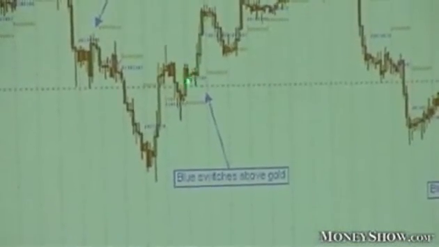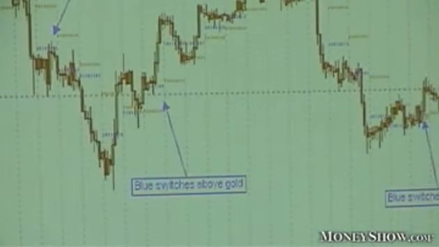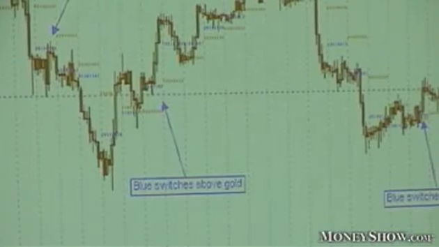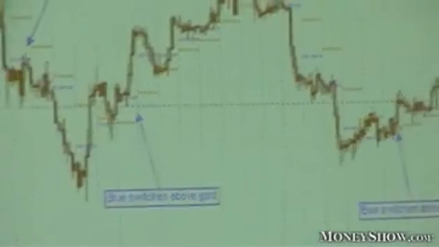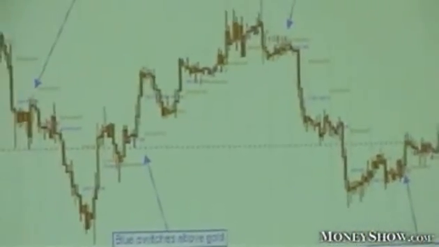We have a change in direction. The blue goes above gold and then the market rallies. We have a change where the blue goes below the gold, and at the end of that day, guess what happens? We have an indication before the market breaks and we have a change in direction. That's the secret behind filtering out the pivots.